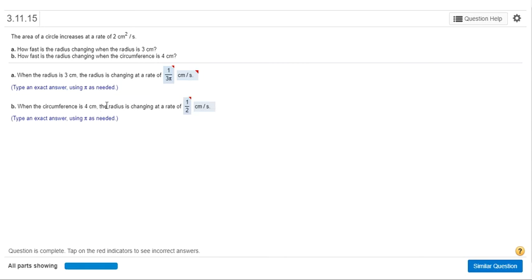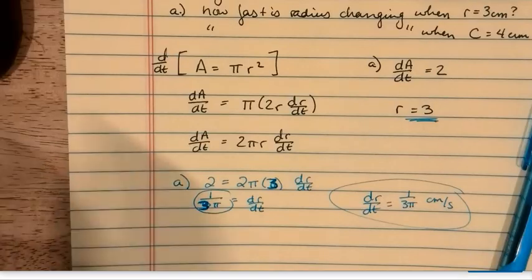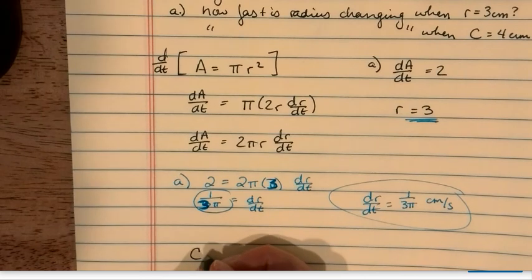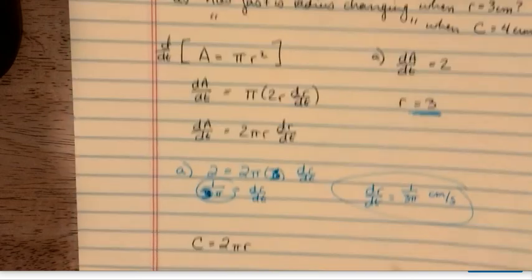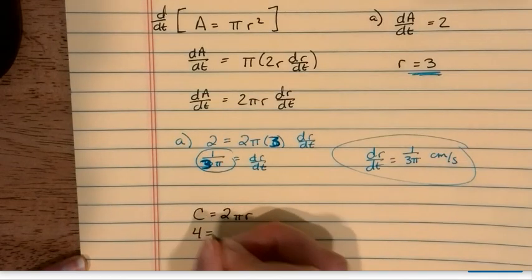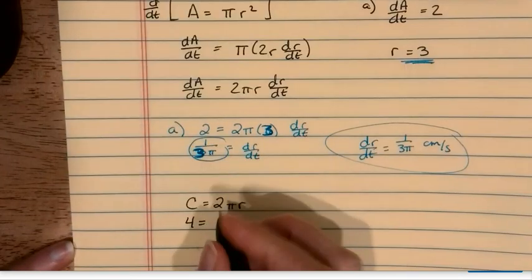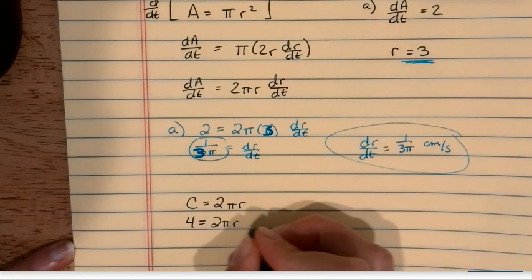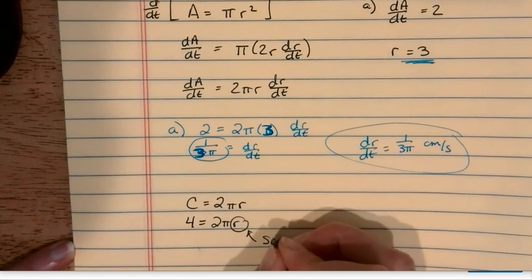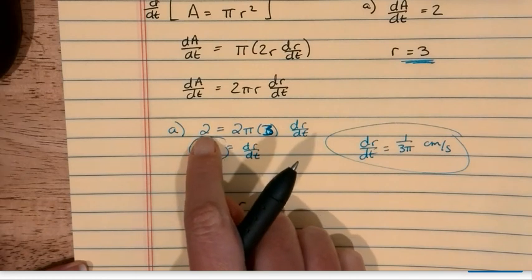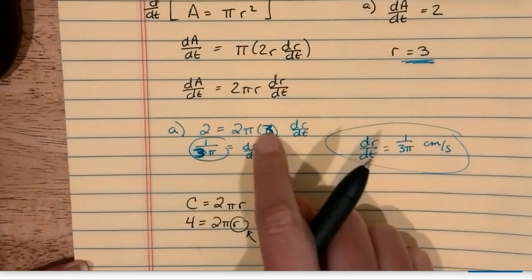Now part B, I'm not going to go ahead and finish part B, but because they did not give me the radius, they gave me the circumference, all I need to do is take the formula for circumference, which is 2 pi r, and I need to plug in 4 because they told me that the circumference was going to be 4. Plug in 4 for the circumference and solve for r. And then once I have r, again, I just plug those things back in. Continue to plug in 2 for dA/dt, plug in the new value that I get here for r.